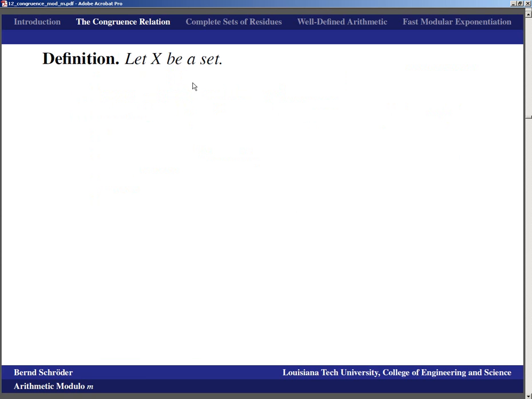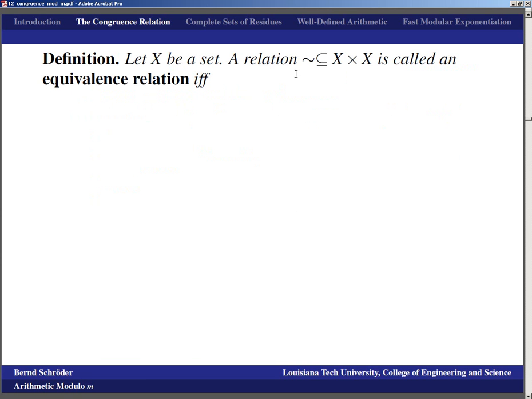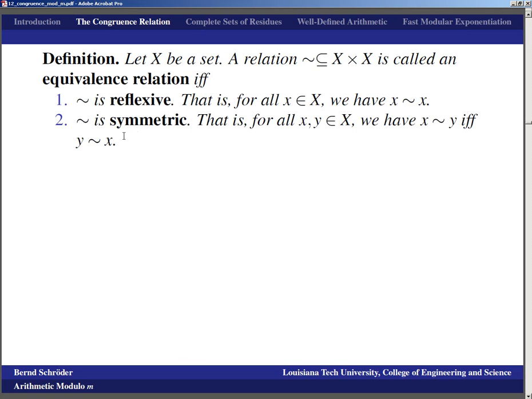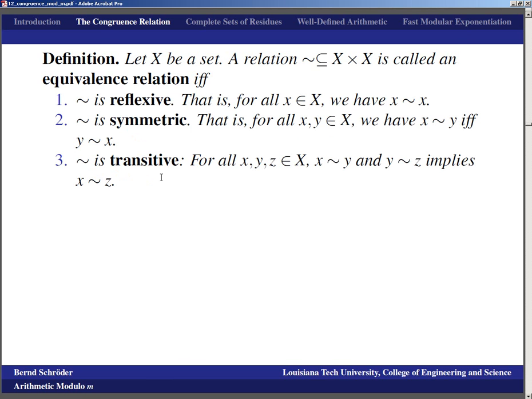Okay, now if X is a set, then a relation tilde contained in X cross X will be called an equivalence relation if and only if the relation is reflexive. That is, for every x element of X, we have that x is related to itself. We have that tilde is symmetric. That is, for all x, y in X, we have that x tilde y is the same as y tilde x. And tilde is transitive, so that means that for all x, y and z in the set X, x related to y and y related to z implies x related to z.